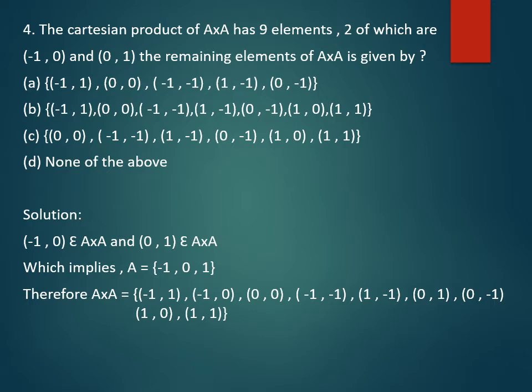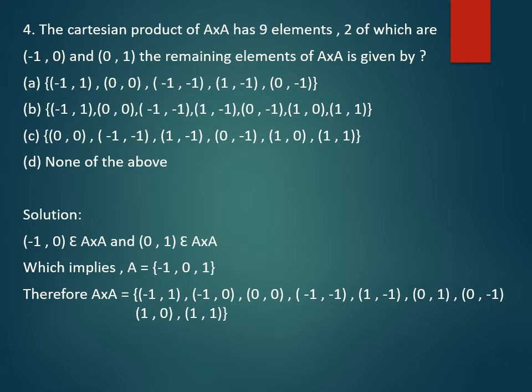That means -1 and 0 belong to the set A. So from this, 0 belongs to A and 1 belongs to A. So finally, this implies that A has 3 elements: -1, 0, 1. By definition, we find A cross A.